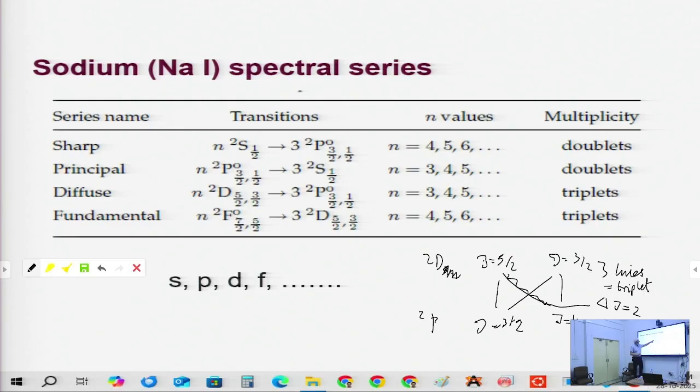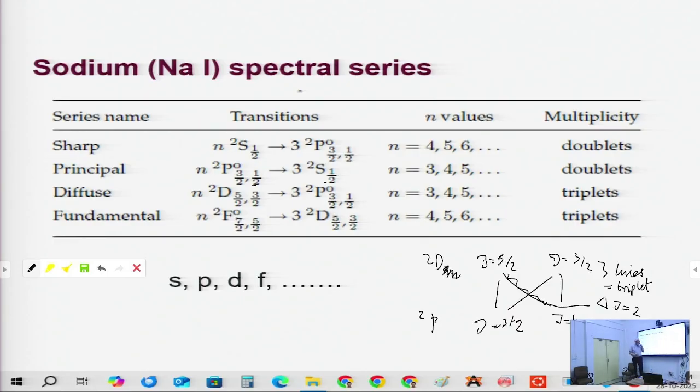In the case where you're involving the s orbital, there's only one fine structure state. So you get a doublet because you get half to 3 halves and half to half, and they're both allowed. So these are doublets and everything else is triplets.